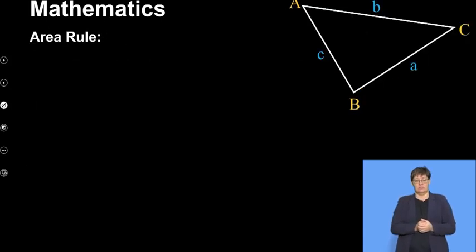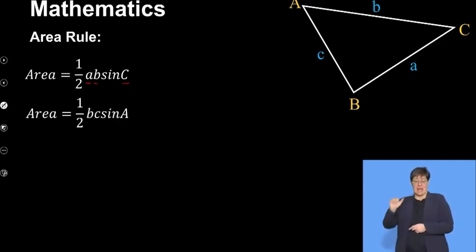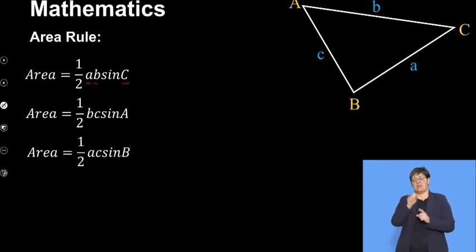Okay, and the next rule that we did is the area rule. The area rule was pretty simple. We used the area rule to find the area of a non-right angle triangle. Can you remember? This was pretty easy to remember. Half, if you had an a b and then you put a C there. So it was half ab sine C. Second version, half bc sine A. And I'm sure you can recall the third version. It's half ac sine B.